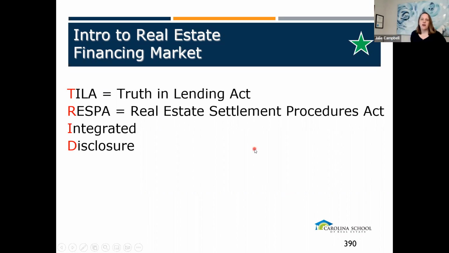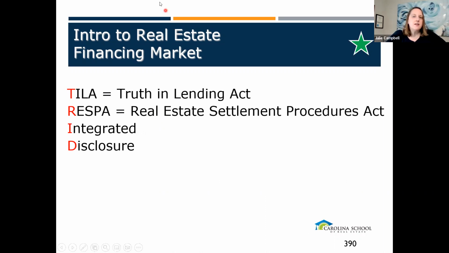And one thing that Dodd-Frank did for us was to integrate TILA and RESPA. They brought them together, and now they work together, one set of documents. We're going to talk a little bit more about TILA in this unit. We're going to talk more about RESPA in Unit 21. Although they are integrated now, they still both do two different things.